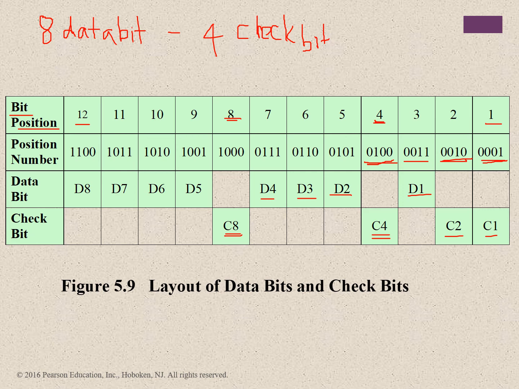The remaining positions are given here. So there are 8 bits for the data, and here 4 bits for the parity check bits, 4 check bits. How do you remember? This position is for a check bit, this is for another check bit, and this is for another check bit. That is an easy way to remember this.